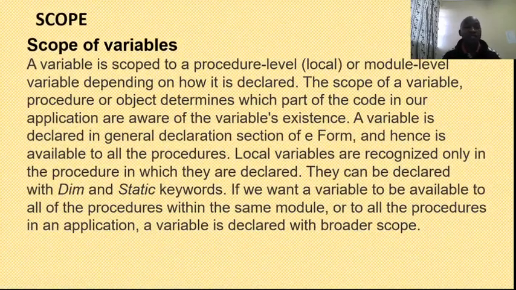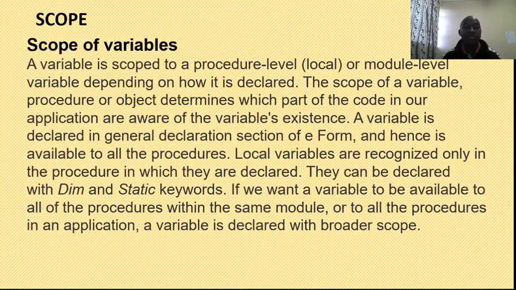Then let's look at the scope of variables. A variable is scoped to a procedure level or local or module level variable depending on how it is declared. The scope of a variable, procedure or project determines which part of the code in our application are aware of the variable's existence.